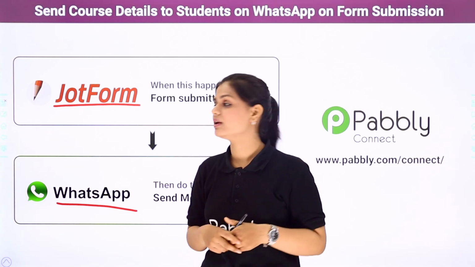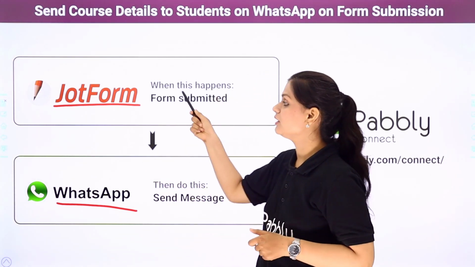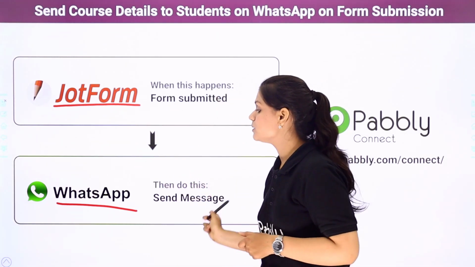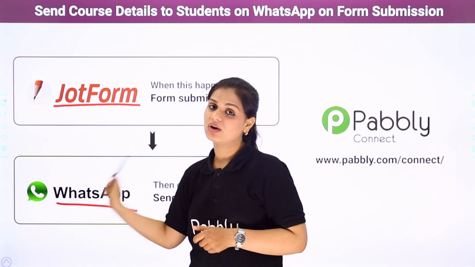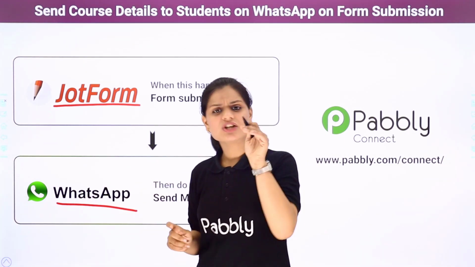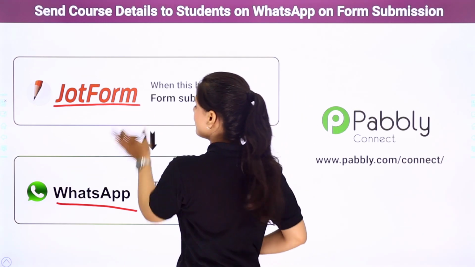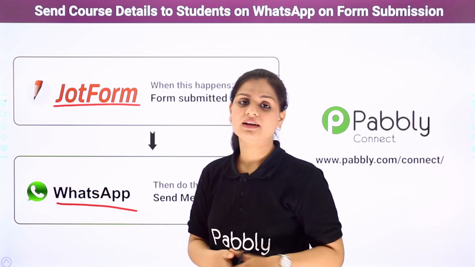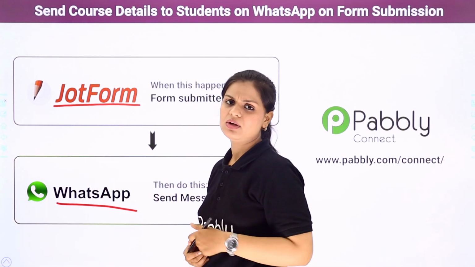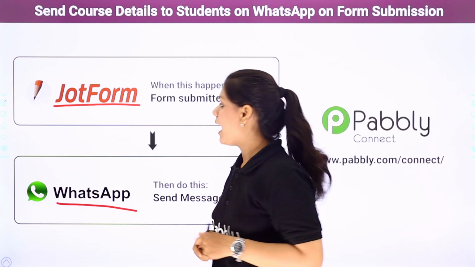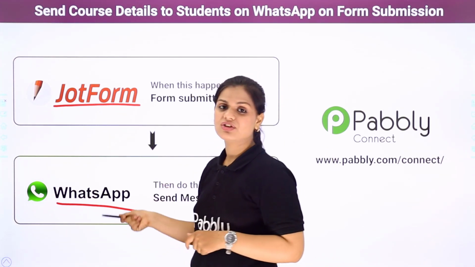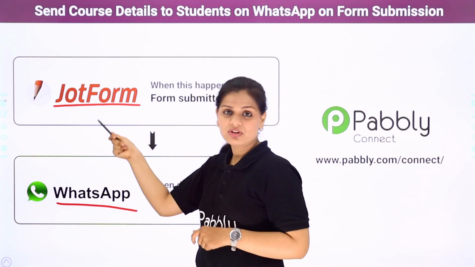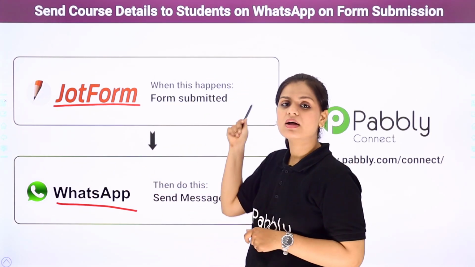Okay, so what I want here is, whenever a form is submitted into vvm, a message will be sent to the student on their WhatsApp automatically. But the issue here is, vvm and WhatsApp do not have any native integration or any direct contact. So how I'm going to do this? I need to create some integration between them, create some automation between them so that I can perform this task.